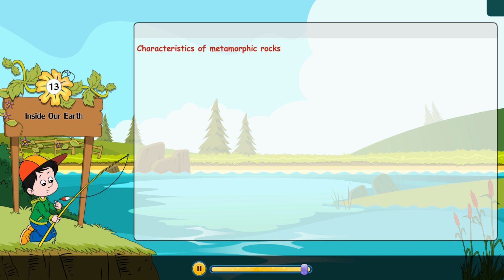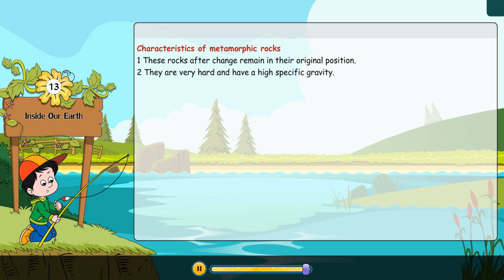Characteristics of metamorphic rocks. These rocks, after change, remain in their original position. They are very hard and have a high specific gravity. These rocks do not have empty spaces in them.